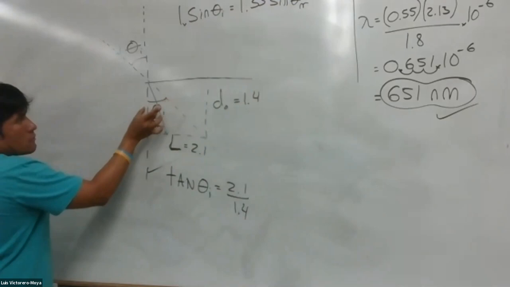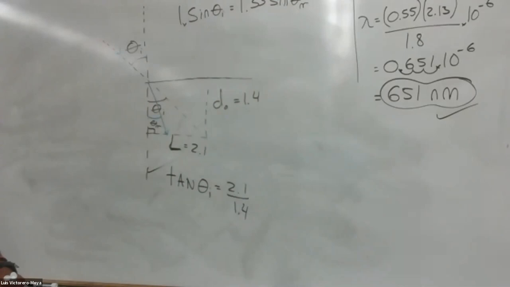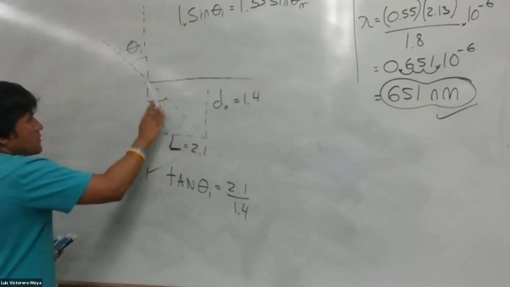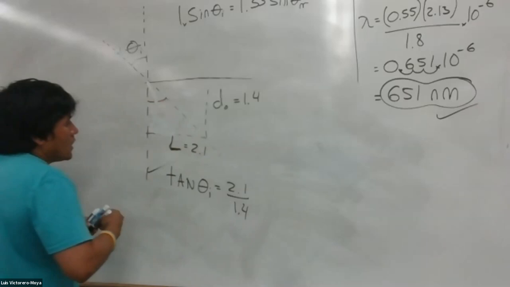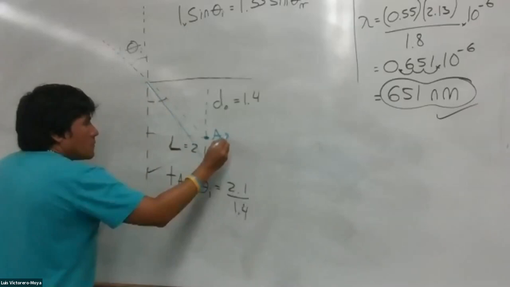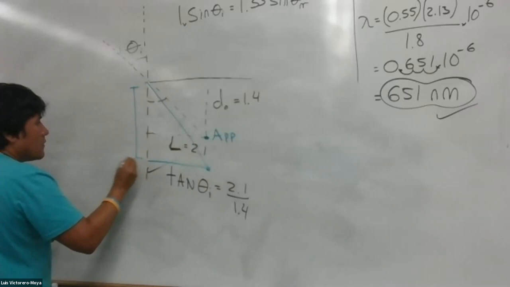And then to know the real depth, right? You had to look at where the fish was. I exaggerated this a little bit, so let's see what this is. The fish was located around here. That's the apparent, and that's the real location. So you wanted to find H, but for that you need this angle, theta R.